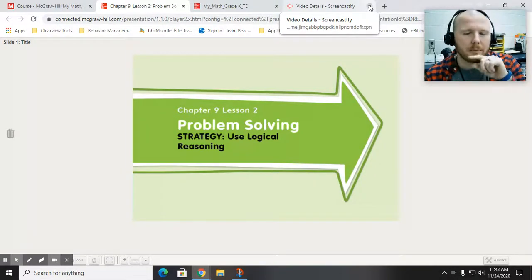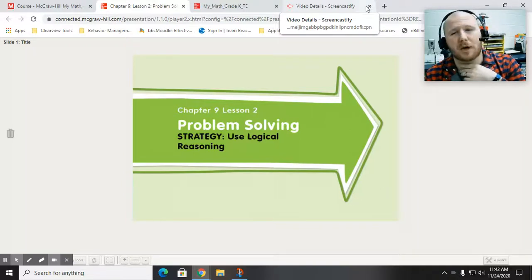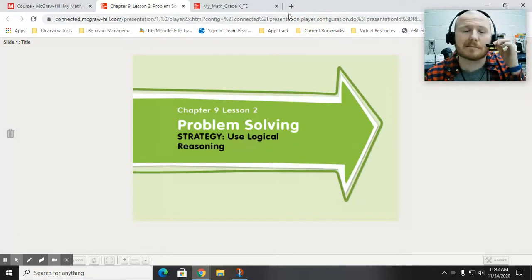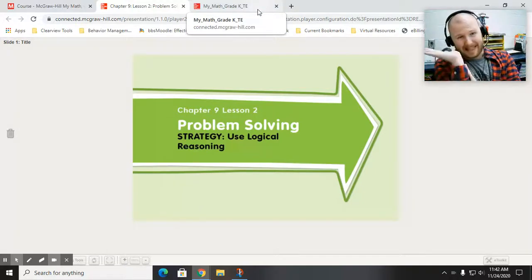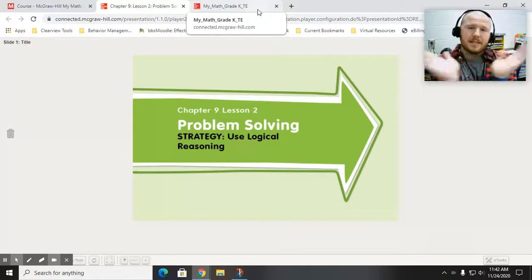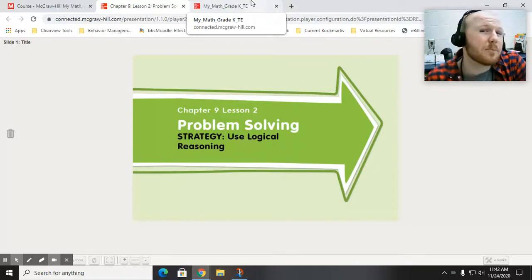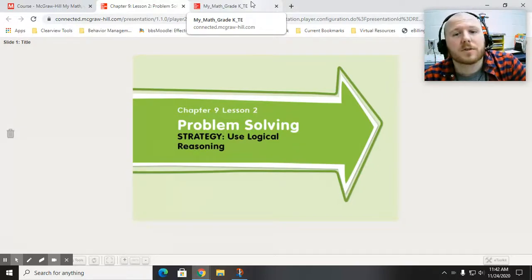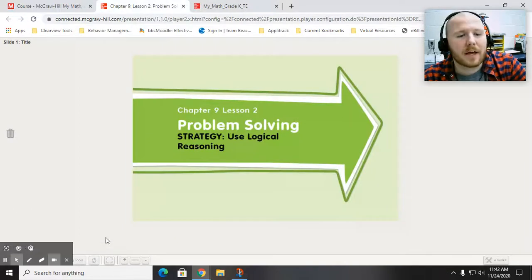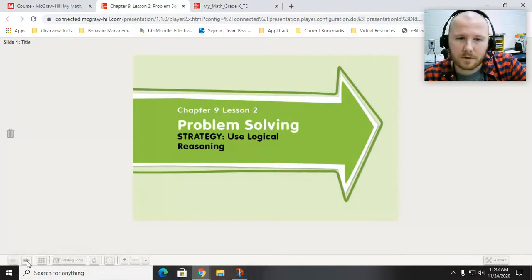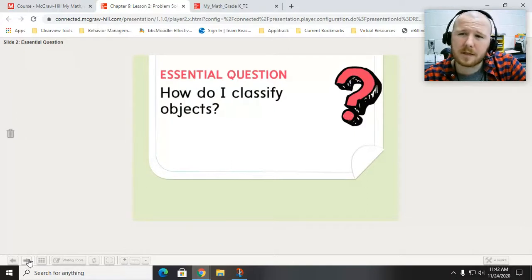Remember that. Anyway, this is the problem solving lesson where we're using logical reasoning to find out what we need to know. We're talking about classifying objects. In the last lesson, we were talking about classifying things by if they are alike and if they are different. So we're going to do a little bit of that now, okay? You're going to start on page 545 right here with all these animals. But first, we have to ask a question. How do I classify objects?